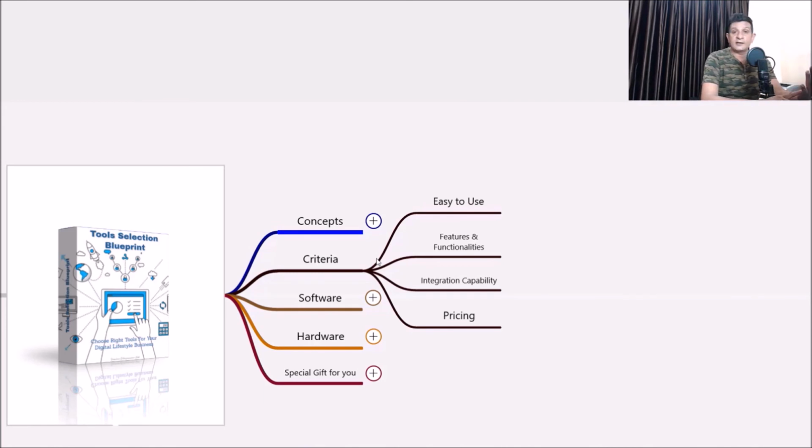And the fourth criteria that I look into is pricing. Pricing is the last one. Again, as I said, the best tool does not need to be an expensive one, but the best tool can be cost effective as well. Okay, it can be value for money. So these are the four criteria that I look into.